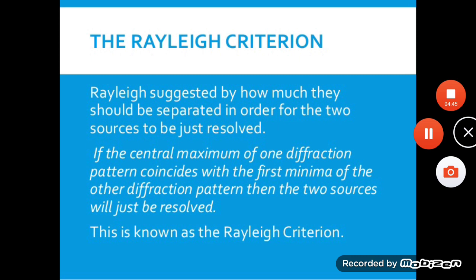Now the Rayleigh criteria. Rayleigh suggested how much they should be separated in order for the two sources to be just resolved. If the central maxima of one diffraction pattern coincides with the first minima of the other diffraction pattern, then the two sources will just be resolved. This is known as the Rayleigh criteria.